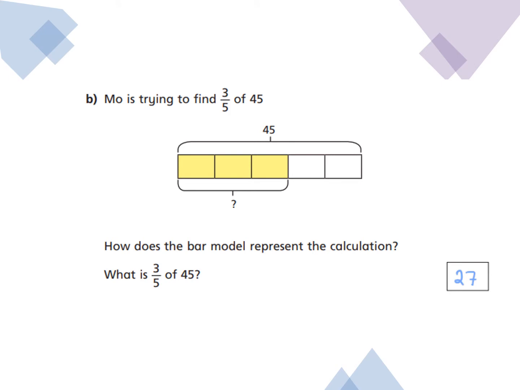Hopefully, you ended up with the answer of 27, because each box, as we said, is worth 9. 3 times 9 is 27. So 3/5 of 45 is 27.